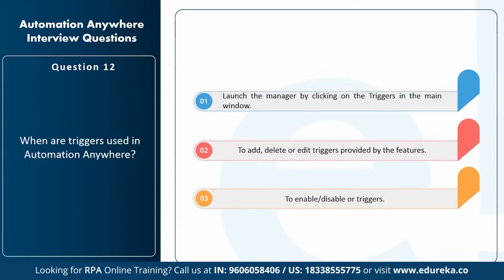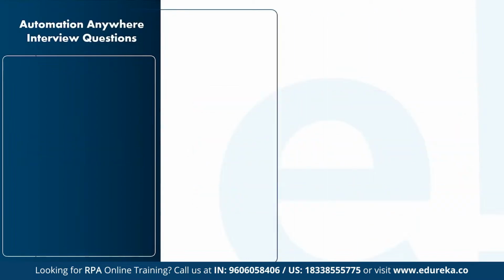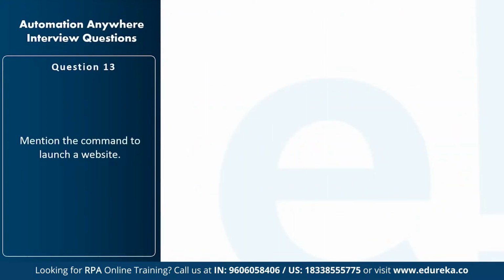So these are mainly the three usages of triggers, that is to launch the manager by clicking on the triggers in the main window, to add, delete or edit triggers provided by the features, and to enable or disable the triggers. Now moving on to the next question, that is, mention the command to launch a website.